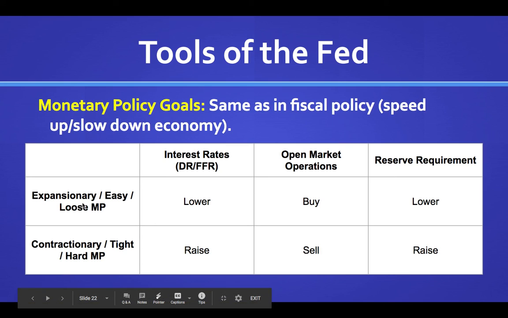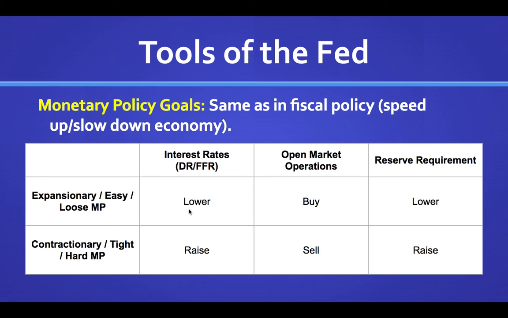For expansionary policy, if the Fed wants to increase economic activity, let's say we're in a recession, after the housing market crash the Fed lowered interest rates to almost zero. They were buying back bonds from banks. I don't think they changed the reserve requirement, but they could have lowered it, all in an attempt to get money into people's hands, because when people get money, they spend money.